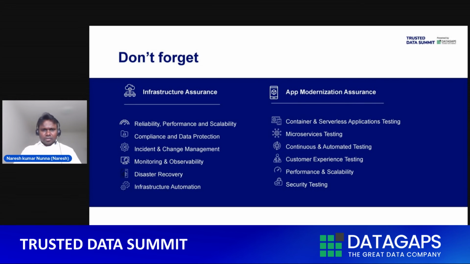The other thing is on the app side as well. If you're re-engineering, most likely you're building microservices, Kubernetes applications, or brand new pipelines, etc. So it's critical for us to take a look at the app and infrastructure side of things as well.